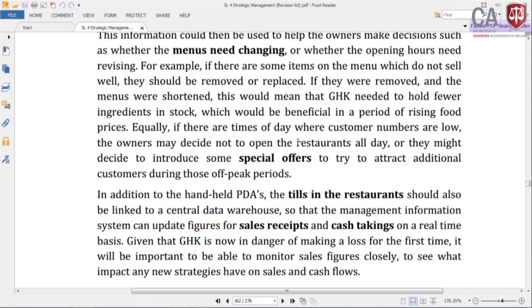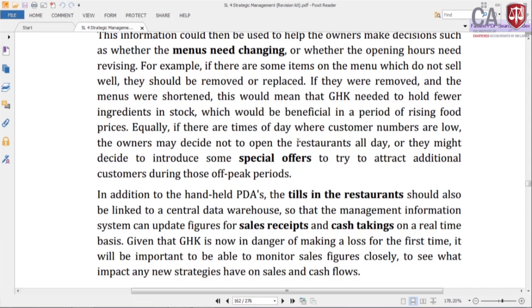If some items on the menu are not of interest to the customers and were removed and the menu was shortened, this would mean that GHK needed to hold fewer ingredients in stock, which would be beneficial in a period of rising food prices. Equally, if there are times of day where customer numbers are low, the owners may decide not to open the restaurants all day, or they might decide to introduce some specific offers to try to attract additional customers during those periods.